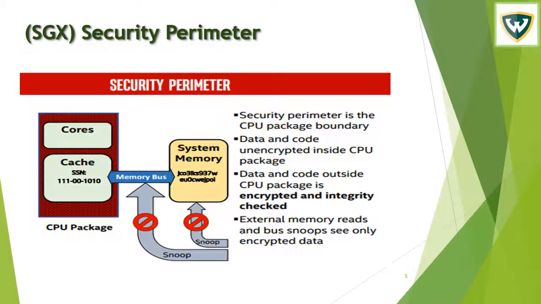In Intel SGX, the security perimeter is the CPU package boundary, which means data and code are all unencrypted inside the CPU package, and everything outside of the CPU package is encrypted and its integrity is checked. So when we have this protection, external memory reads and bus snoops, which are kinds of system level attack, can only see the encrypted data. As we can see in this image, the information in the system memory is some encrypted value, but when that encrypted value reaches the CPU cache line, it is revealed to belong to the social security number of a person.